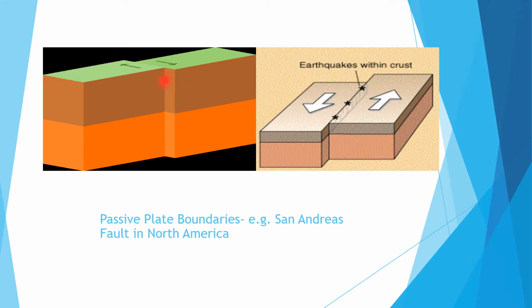Passive plate boundaries occur in areas where plates slide past each other rather than colliding with one another or pulling apart from one another, as has previously been explored with other plate boundaries. As seen here in the first image, the red dot shows the point where the plates are actually sliding past one another and friction is starting to build up.